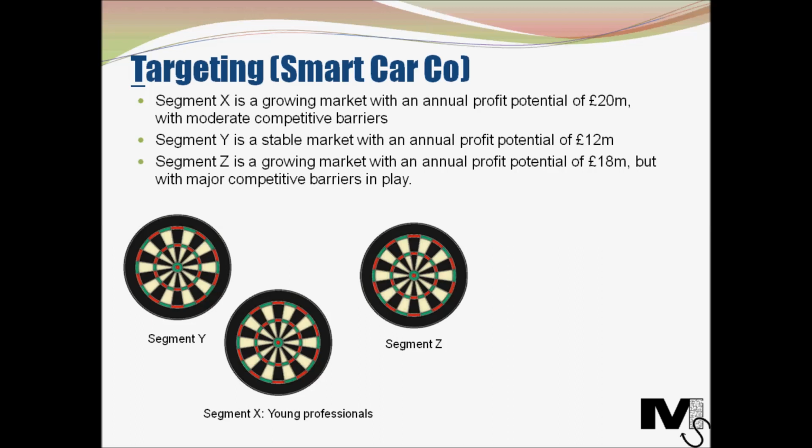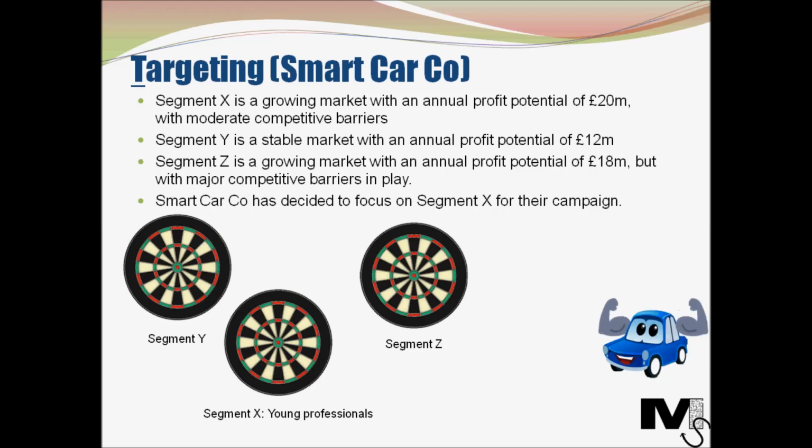Segment X is a growing market with an annual profit potential of £20 million, but with moderate competitive barriers. Segment Y is a stable market with an annual profit potential of £12 million. Segment Z is a growing market with an annual profit potential of £18 million, but with major competitive barriers in play. Based on their analysis, Smart Car Co. has decided to focus on Segment X for their campaign, which is to open new showrooms.